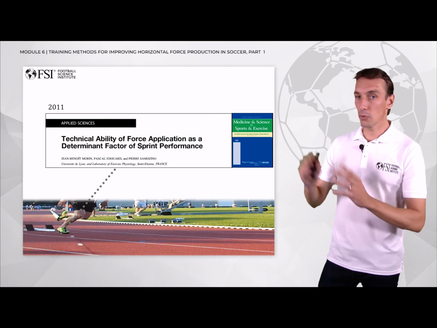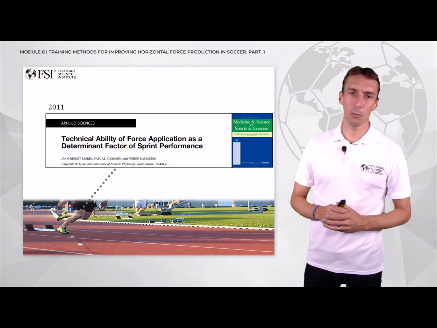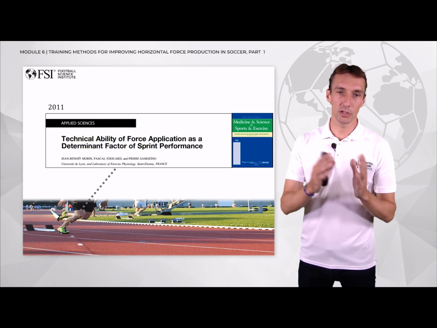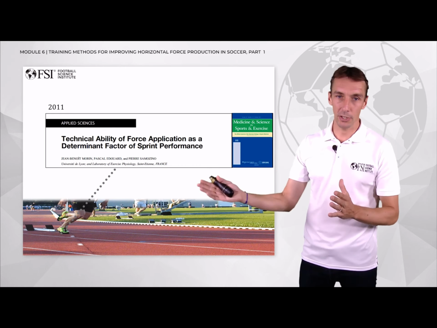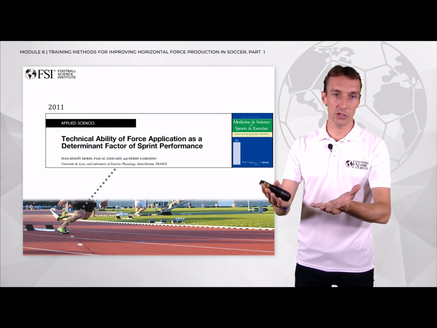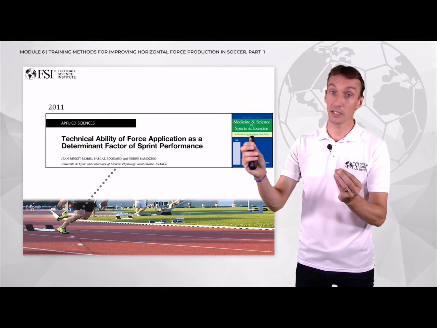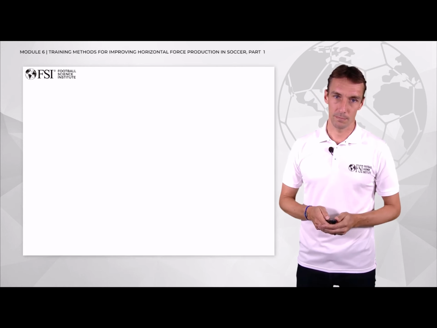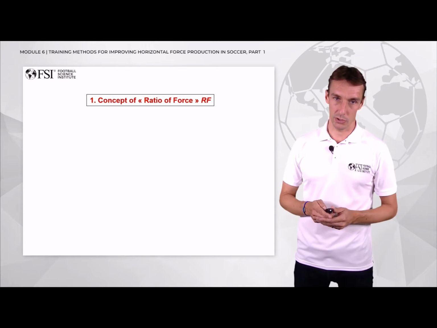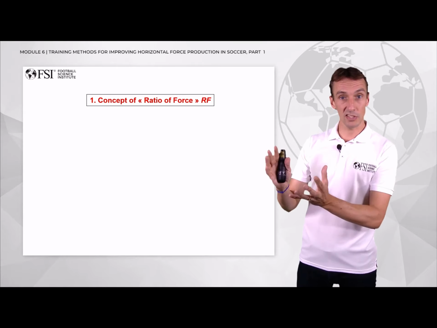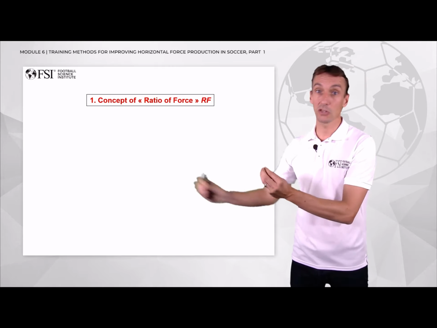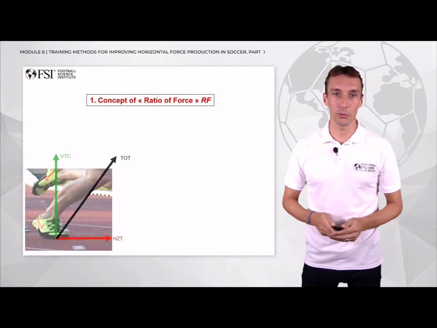So we'll go back to some research that we did. This paper was published in 2011, and we proposed the concept of the technical ability of force application. So as you see on this picture, how the force orientation will be related to the sprint acceleration performance. The main concept here is what we call the ratio of force. So basically we will define the concept, we will see what muscles are involved, and then what training exercise you can use.